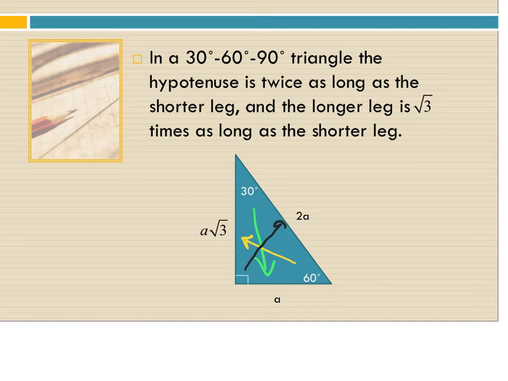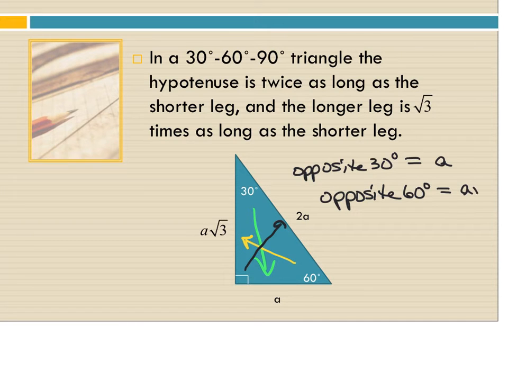So remember, you would look to see what it's across from. So across from or opposite, let me write out the whole word, opposite of the 30-degree angle, that's always going to be A. Opposite the 60-degree angle, that's going to be whatever A is with square root 3 behind it. Then opposite of the 90-degree angle, that's going to be whatever A is times 2.